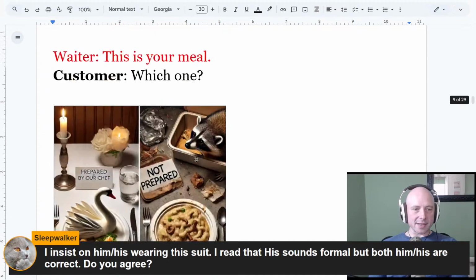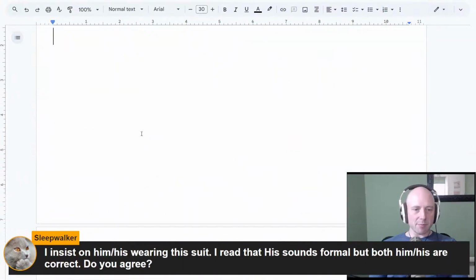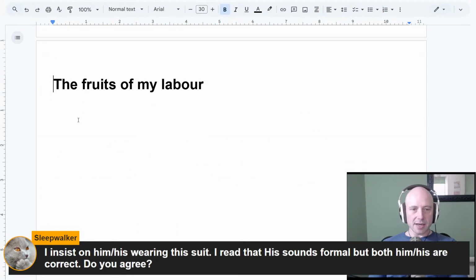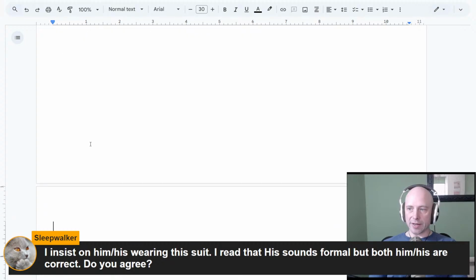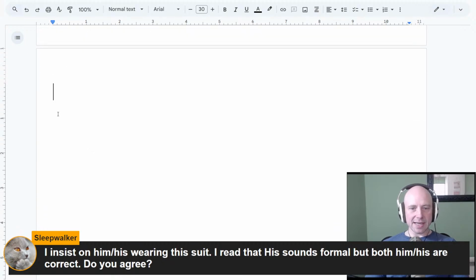Sleepwalker says, I insist on him wearing this suit. I insist on his wearing of this suit. I read that his sounds formal, but both him and his are correct. I insist on his wearing this suit.